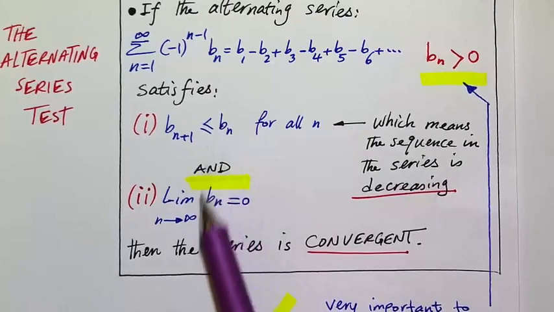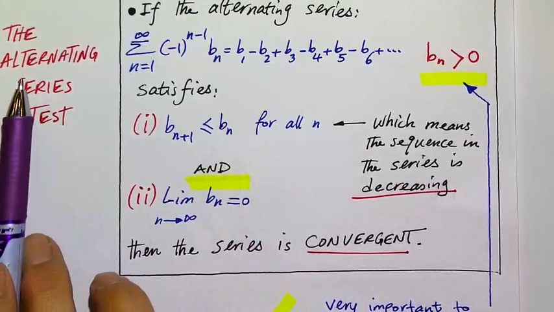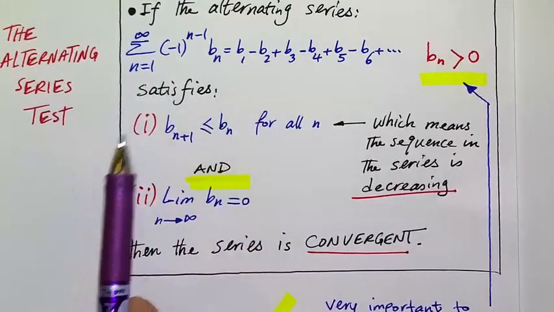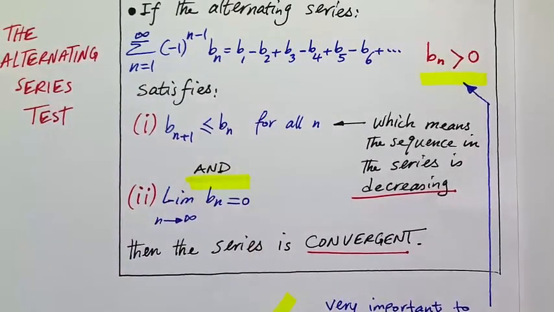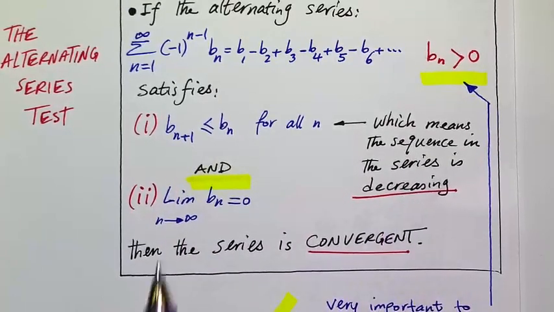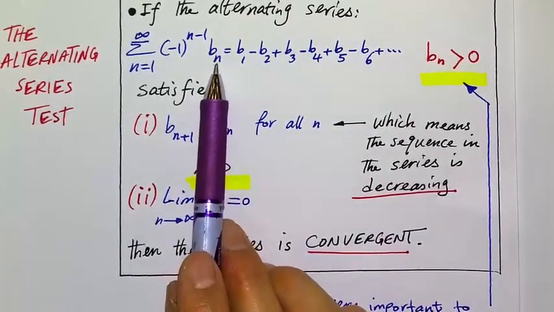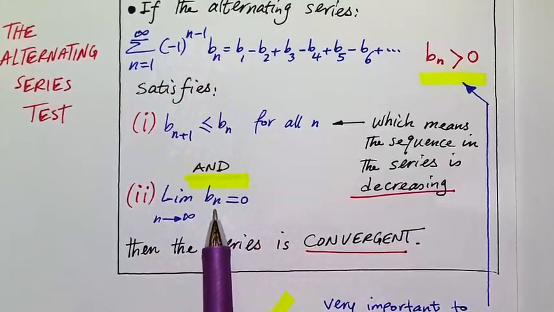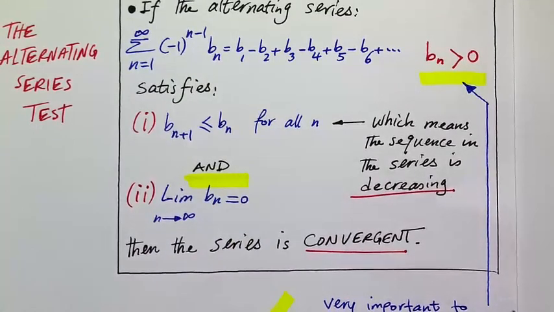So these are the two conditions that are necessary for any alternating series to be convergent. Just these two conditions. The series has to be a decreasing series, and the limit of the bn's, that is just the terms without the algebraic sign, should be equal to 0.